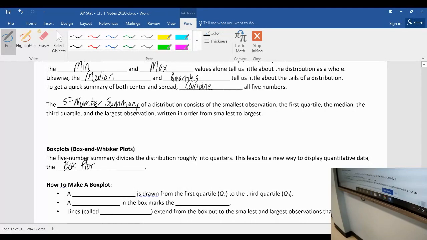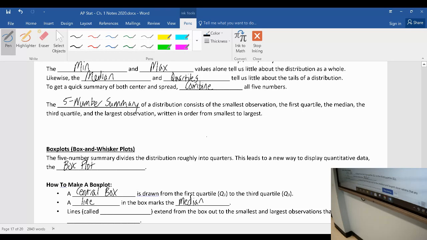So how do you make a box plot? Step 1, you're going to draw a central box from your Q1 value to your 3rd quartile. Then, once you've drawn your central box, you're going to draw a line in the box that marks the median. Okay, step 1 might be to actually draw a scale. Okay, draw a number line and scale that number line.